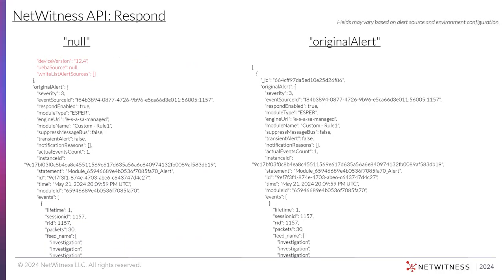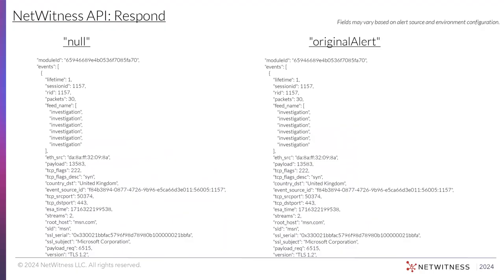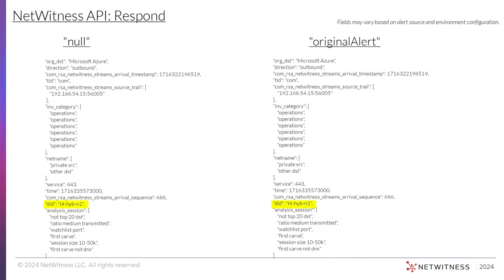Inside of the original alert object, you have the alert name under the module key here. Then, under that, for each event or session, you have the session ID, the remote ID, which is the session ID from the device that captured the event, source ID, which is the device that aggregated the session from the remote device, and the DID, which tells you what the source decoder was.